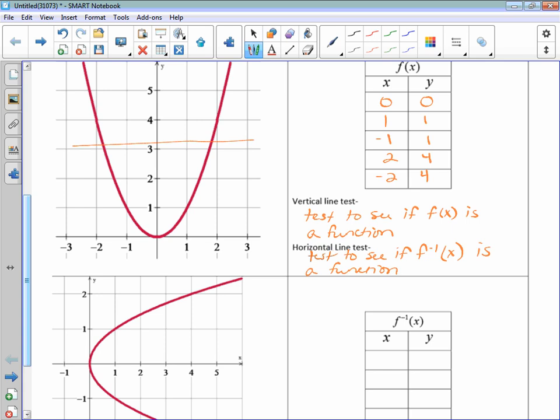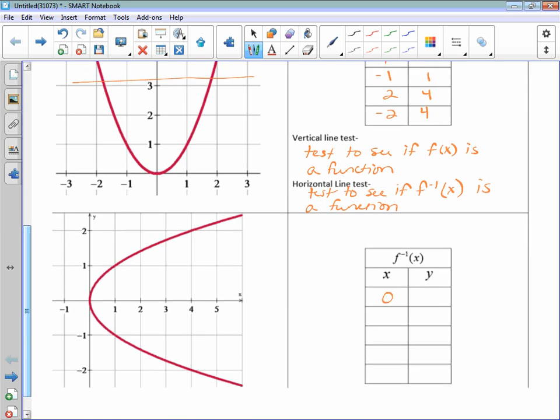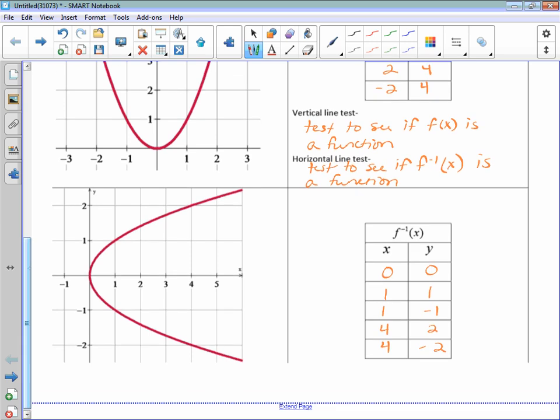What is an inverse? Like, how would I find it? So I've got my table here. How could I turn that table into the inverse? Yep, so 0, 0 is still the same. And then you have 1, 1, 1, -1, 4, 2, and 4, -2, right? And then that's the graph of what the inverse looks like. And it's not a function, right? Which our horizontal line test already told us. Yes, okay. So just a quick review of what inverses are in your functions.